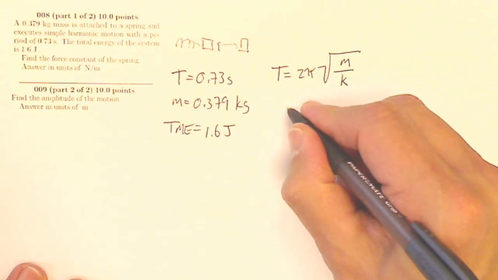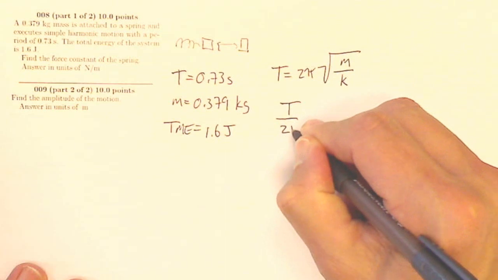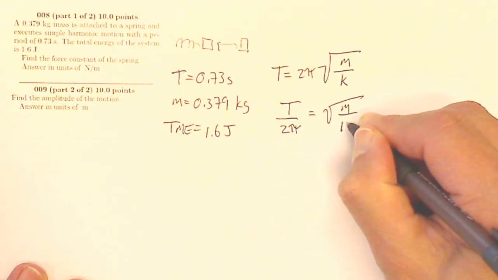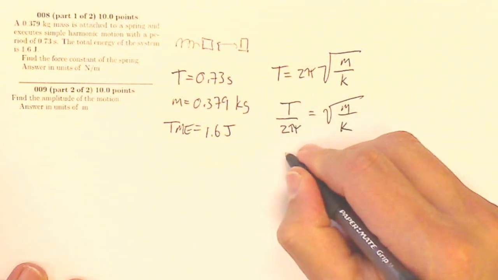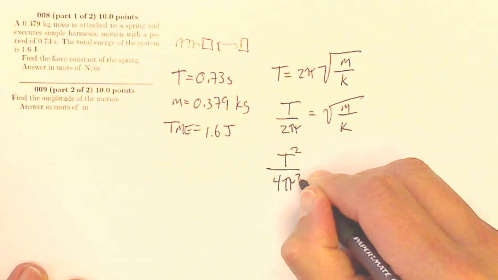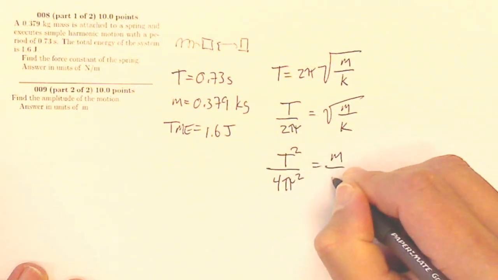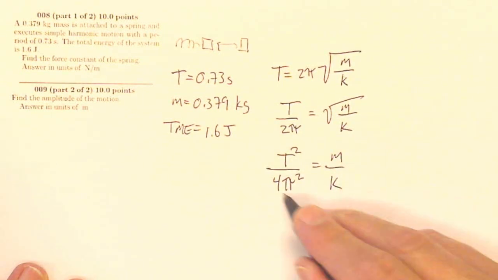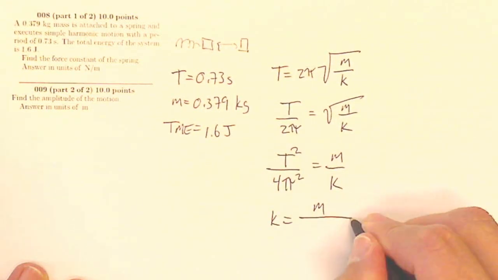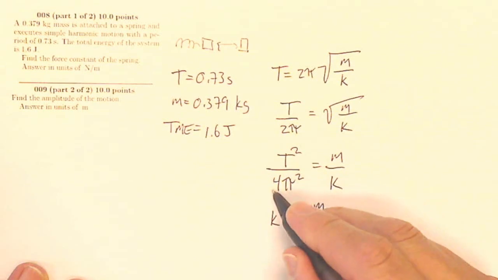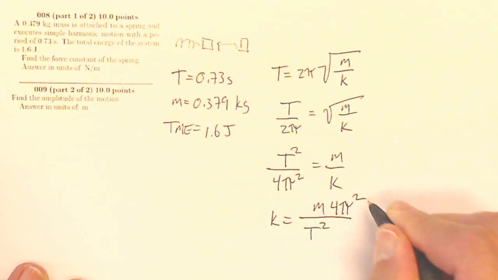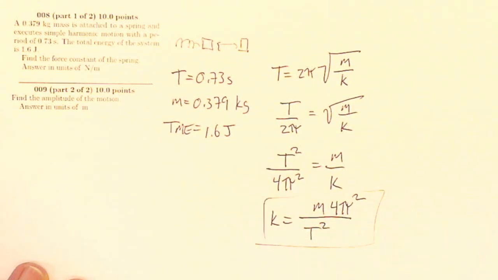So this is going to be the period divided by 2 pi equals the square root of m over k. If I square both sides, I get T squared over 4 pi squared equals m over k. So k multiplied by k, divide by T squared, multiply by 4 pi squared, and that's going to give me my spring constant.